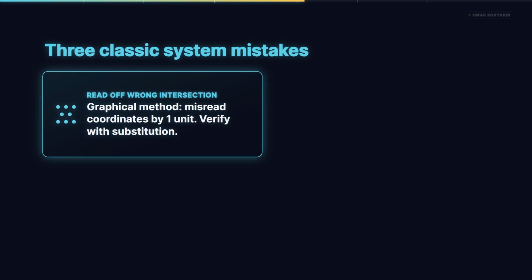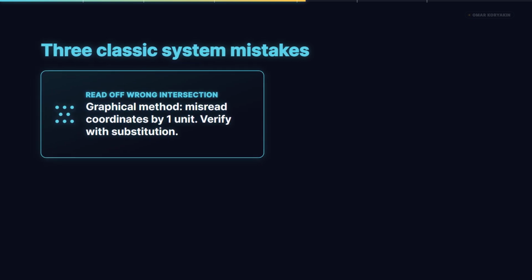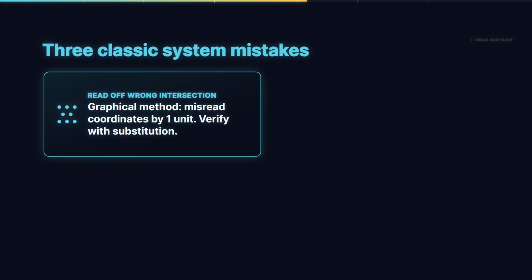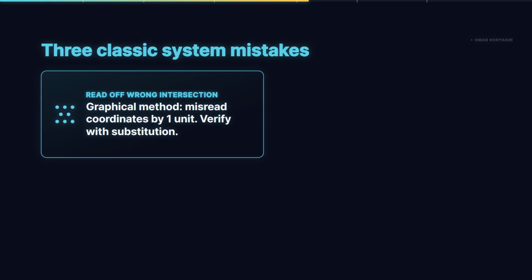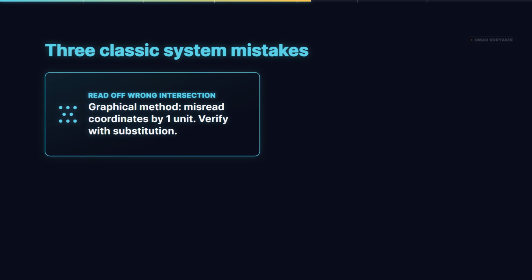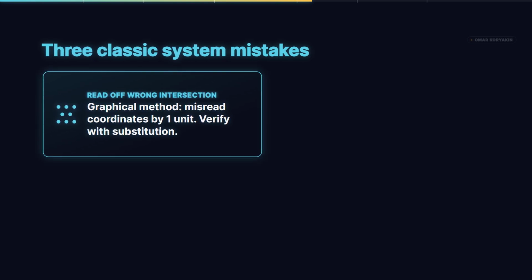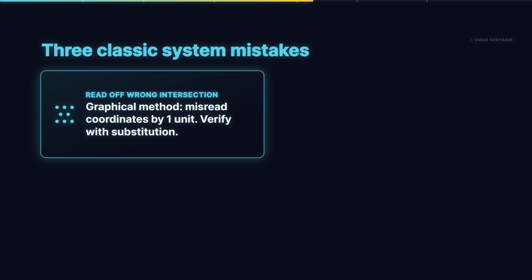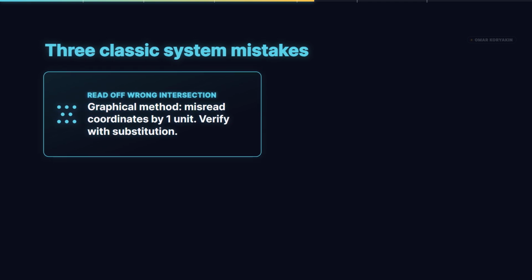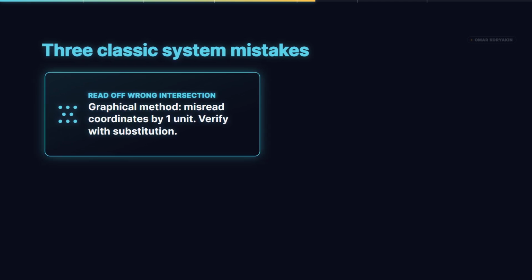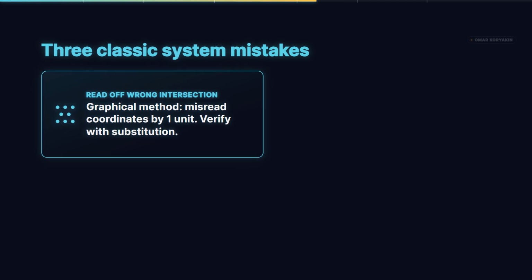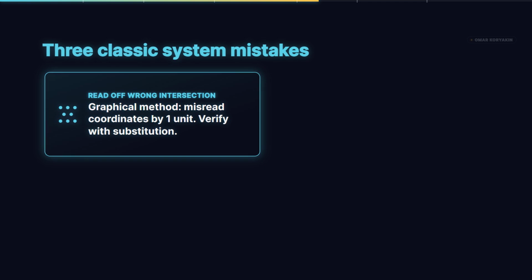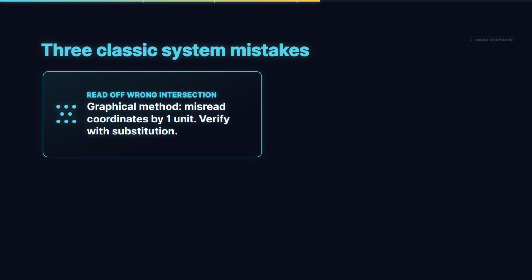First mistake: misreading the intersection coordinates from a graph due to imprecision in plotting or reading. A student plots 2 lines and reads the intersection as the point (3, 2), when the actual exact intersection is at the point (3, 3) or some other nearby integer point. The fix is to always verify the proposed solution by substituting back into both original equations. The substitution check catches off-by-1 errors and any other reading mistakes immediately.